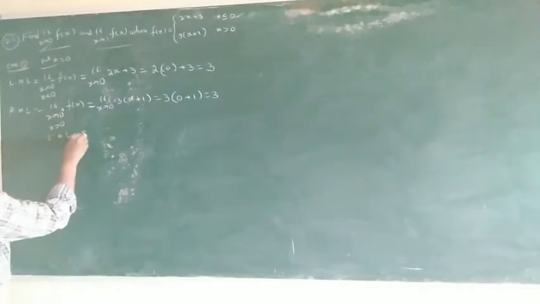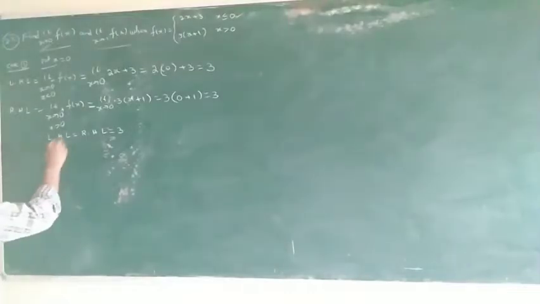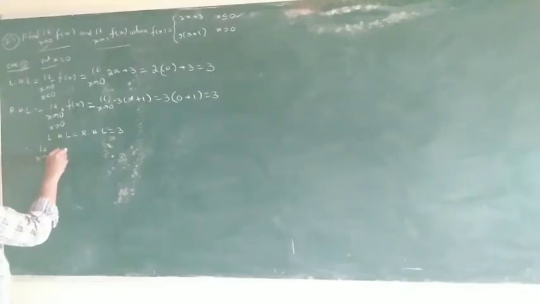So therefore LHL is equal to RHL is equal to 3. LHL and RHL are equal, and that value is an existing value, not 0 by 0 or infinity by infinity. So 3 is an existing number. So therefore finally limit x tends to 0, f of x is equal to 3.